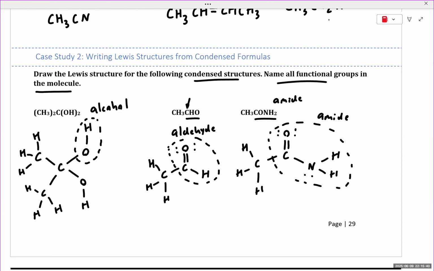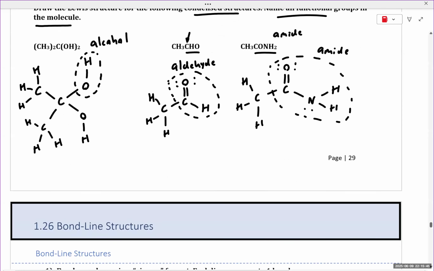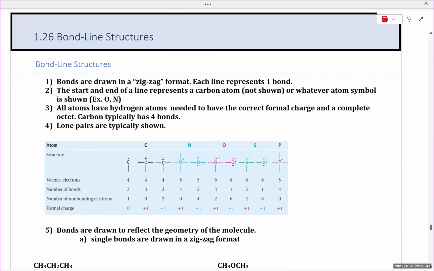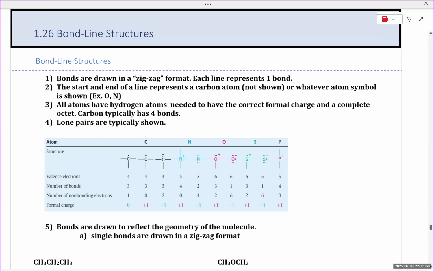So we're starting to familiarize ourselves with condensed structures, condensed formulas, and various functional groups. Let's now tackle some bond line structures. In bond line structures, bonds are drawn in a zigzag format, with each line representing one bond. What do I mean by that? If we are writing a straight carbon chain, you're going to want to make sure that the bond angle between carbon atoms is about 109 degrees, because the carbons are tetrahedral in most cases.